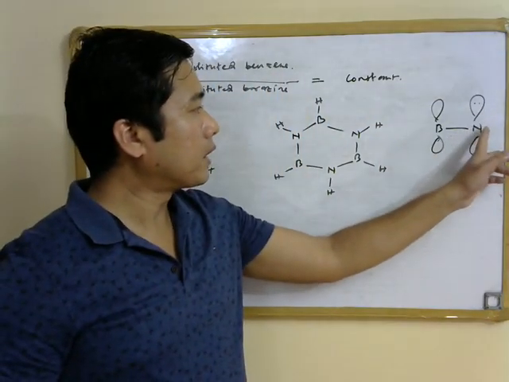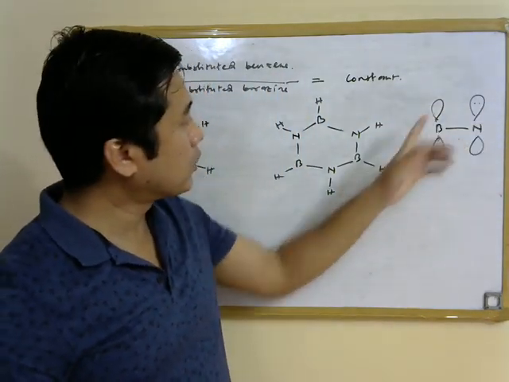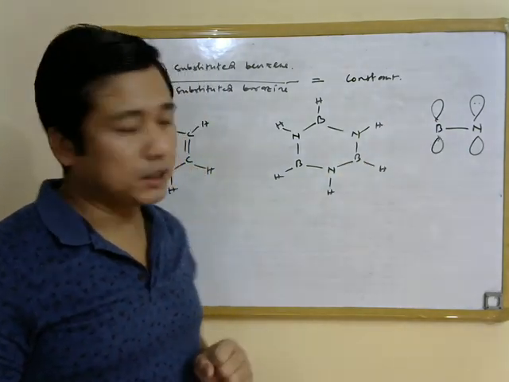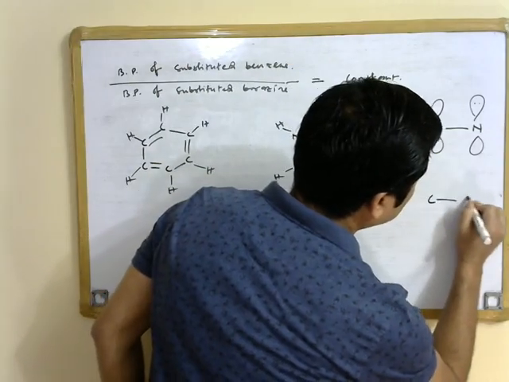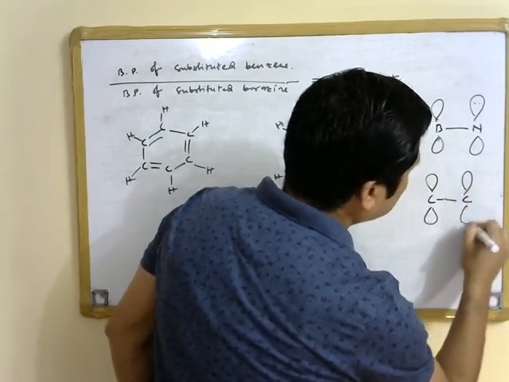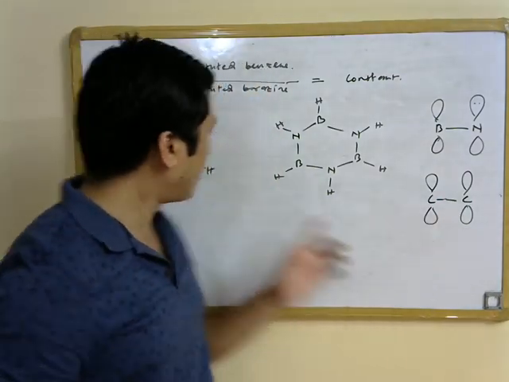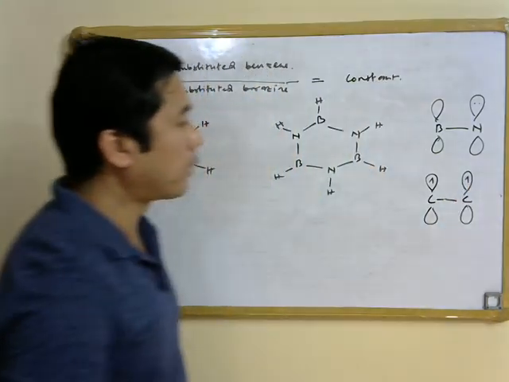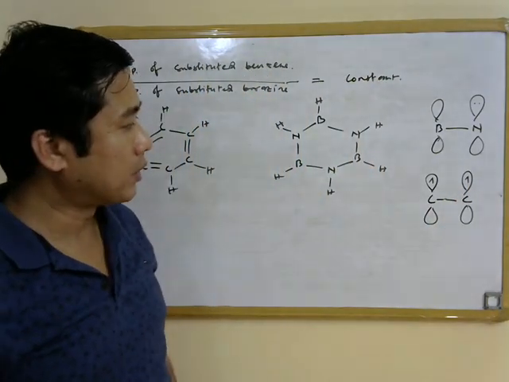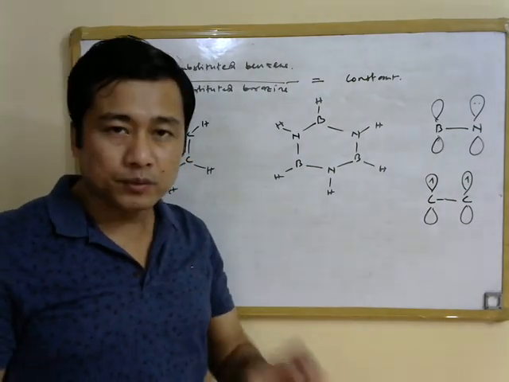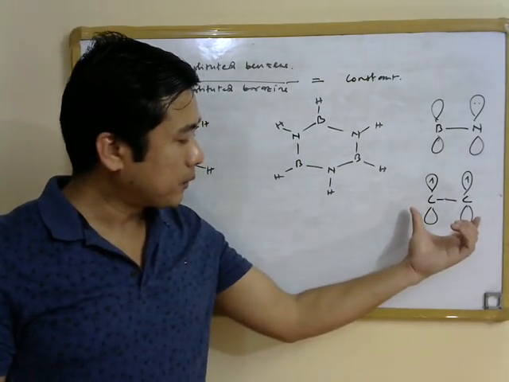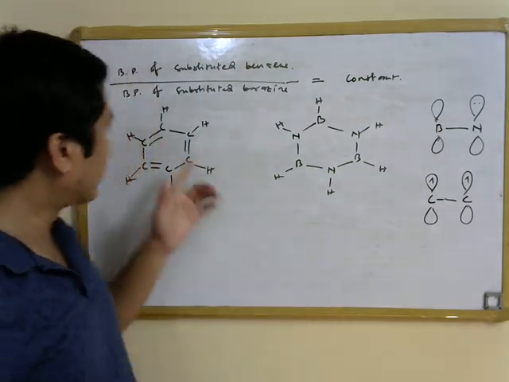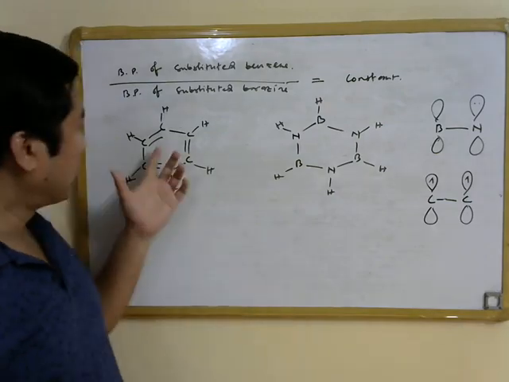unhybridized p orbital on nitrogen atom contains a lone pair of electron, while the unhybridized p orbital on boron center is essentially vacant. While in case of benzene, what we see is that there are unhybridized p orbitals on all of these carbon atoms in this way, and each of these unhybridized p orbitals contain one electron, and that is how it forms a double bond with the neighboring carbon atom, and these double bonds are all delocalized across all these atoms within the ring.